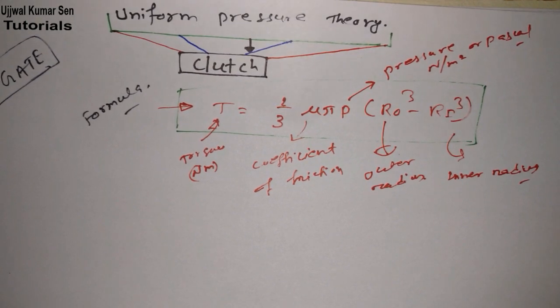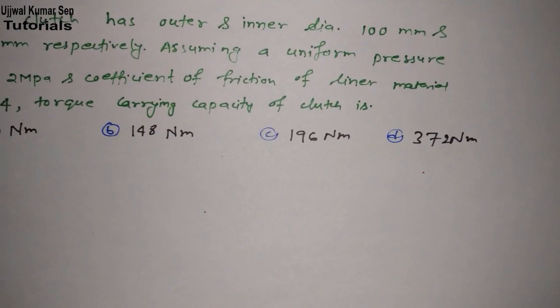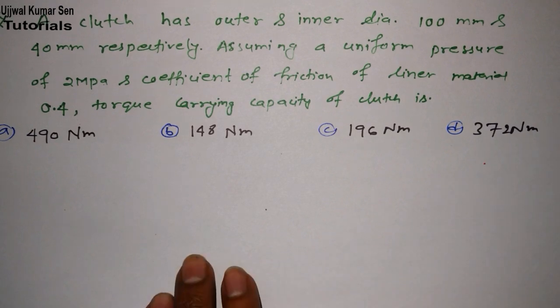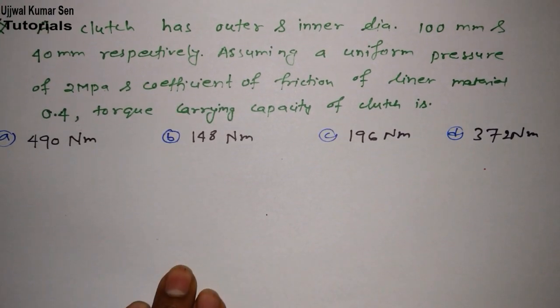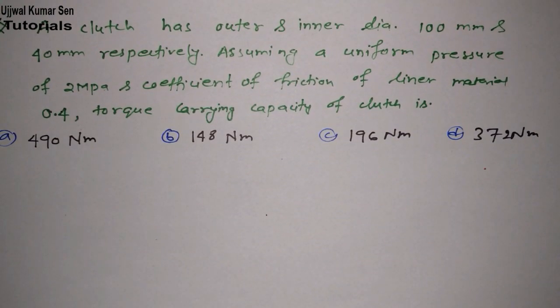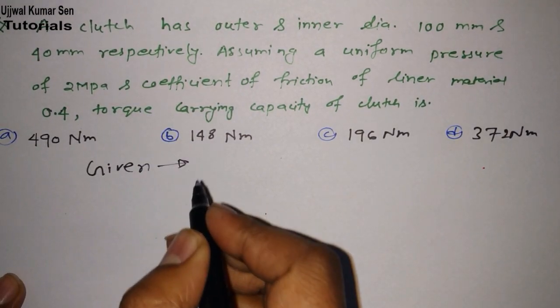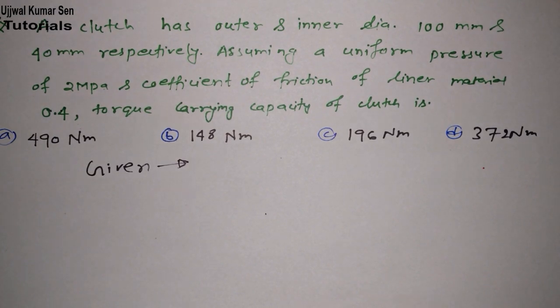That is important, right? So here is the numerical problem. You can read the question. In this question, what have we been given? I will write it one by one. Of course, I will read, then I will write.